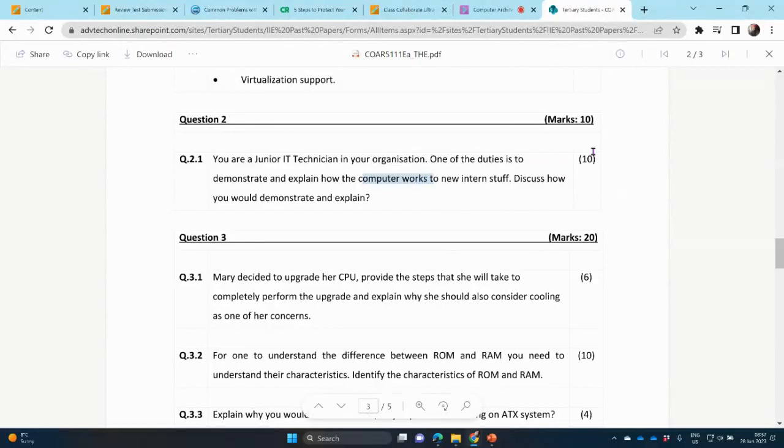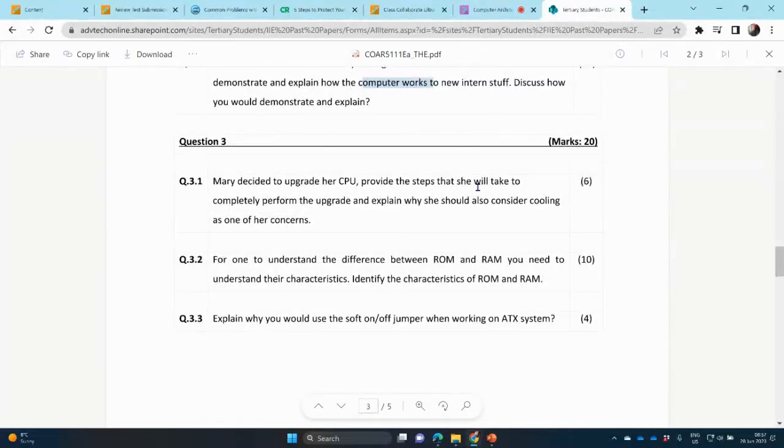Now also look at the mark allocation and write sufficient information for the mark allocation. If I just write one line, the computer works by inputting information, processing information, storing the information and outputting the information, that's 4 marks. You need 10 marks here. So you need to write information to cover the rest of the mark allocation. Mary decided to upgrade the CPU. What steps will she take? Also consider cooling. Remember that the heat sink and the fan and the thermal paste need to be included in a question like this so that you fully answer the question.